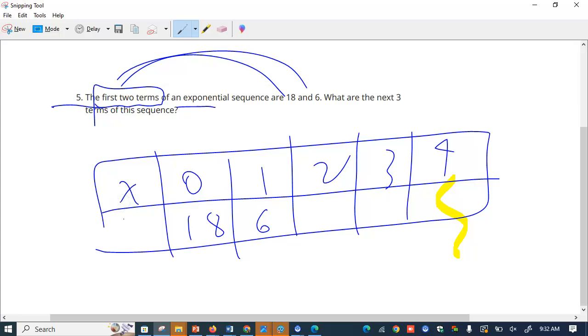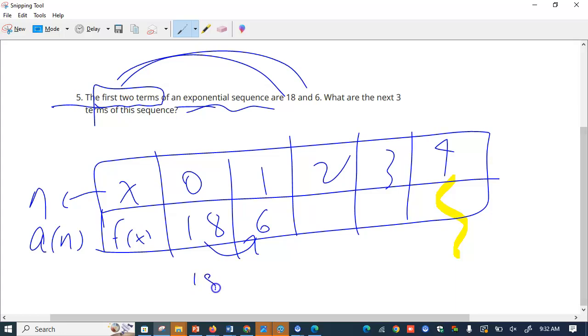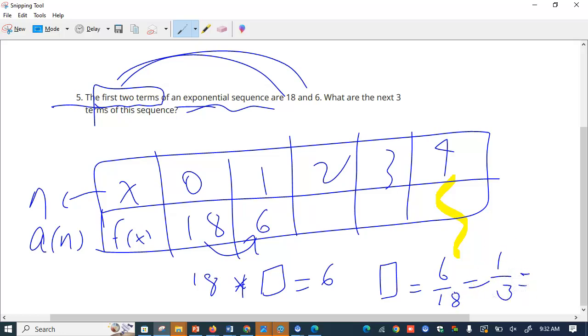If this is input and output, which is f of x, it's an exponential sequence. Sometimes we also use n and a of n if you want to write a sequence. Now look at this. What number multiplies 18 to get 6? You can clearly see it's 6 divided by 18, which is 1/3. So that's the factor. That means the next number, you multiply by 1/3 and then again by 1/3.